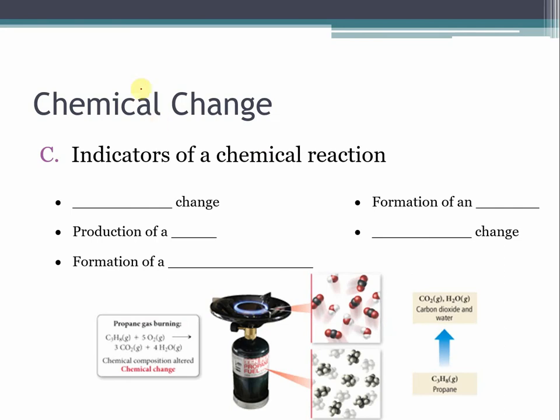Couple of good indicators. Those are an energy change. So this would be heat being released so that it feels hot. This would be heat being absorbed so that it feels cold. This would be production of light or heat. Anything that feels this way or looks this way, that's an energy change, and that is the sure sign of a chemical reaction. Another indicator is the production of a gas.